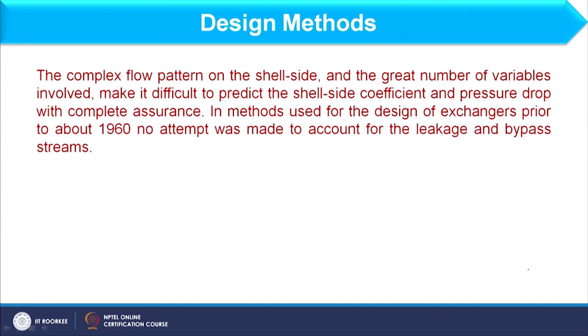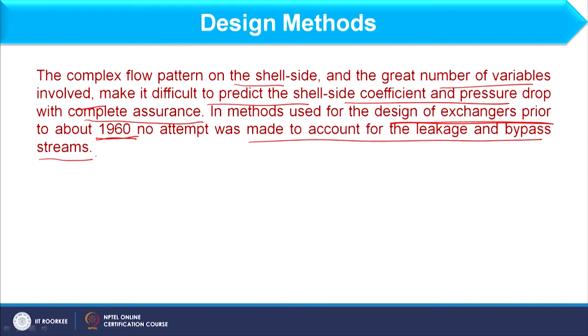So, in this way, this is not the only pattern, we have other patterns also, but for design purposes now we are considering this. The complex flow pattern on the shell side and the great number of variables involved make it difficult to predict shell side heat transfer coefficient and pressure drop with complete assurance. In methods used for design of exchangers prior to about 1960, no attempt was made to account for leakage and bypass streams. So, you can see the leakage and bypass streams are considered from 1960 onward, but not before that, and different methods are available, we will discuss as time comes.